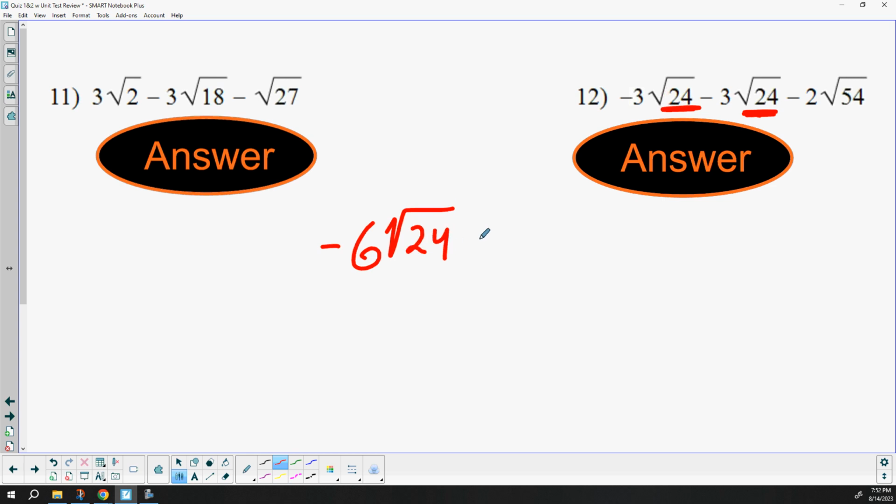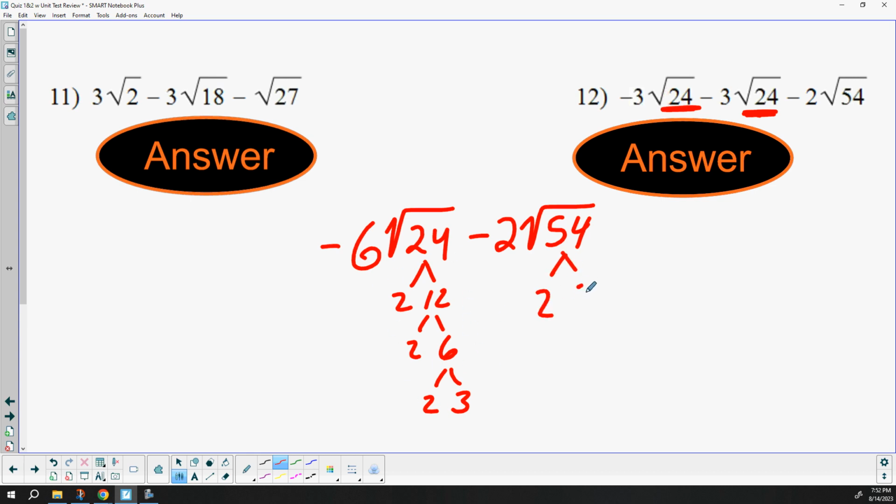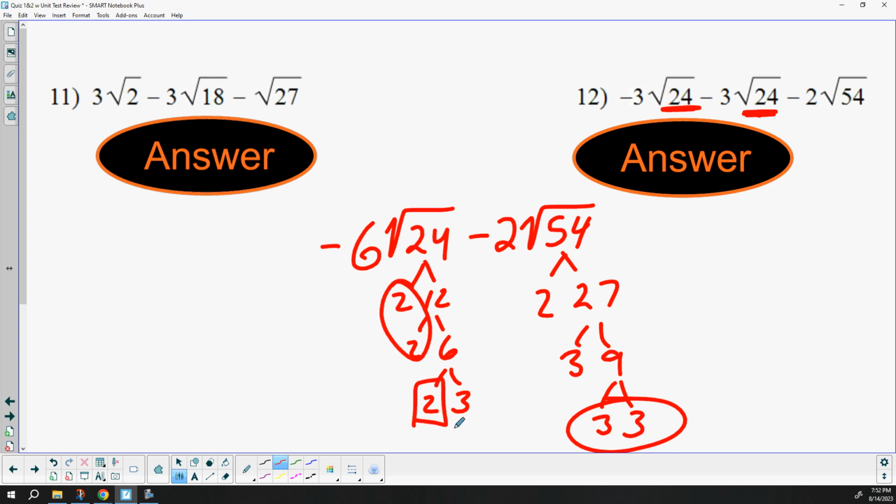Then simplify. So let's see what happens. Divide by 2, 12, 2, 6, 2, 3. Again, we should be really good at this by now. 2, 27. 3, 9. 3 and 3. 2's left over, 3 left over, 2 left over, 3 left over.